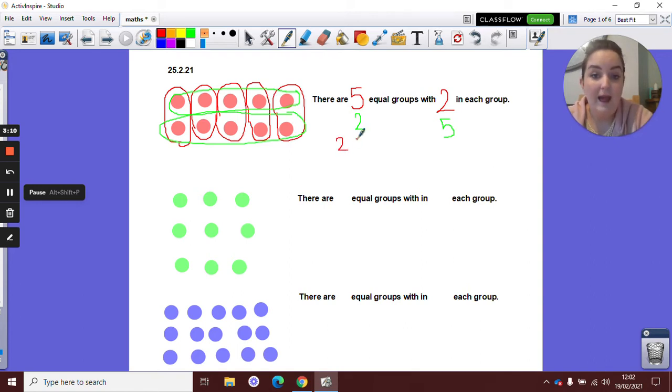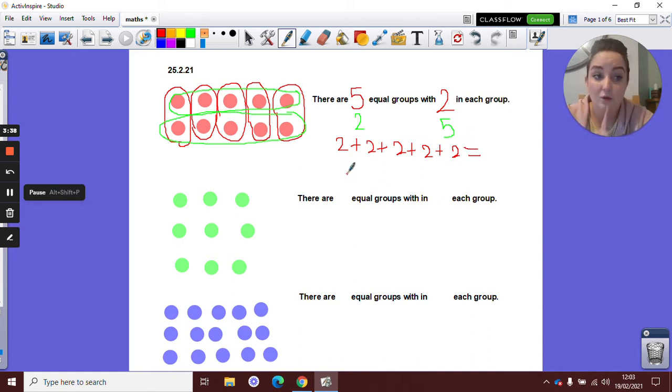2, add 2, add 2, add 2. See how it's repeating? Add 2 and equals. We have done it 1, 2, 3, 4, 5, because you've already told me there are 5 groups with 2 in it, so I know it's 2 and 2 and 2 and 2 and 2. Now what does that equal?